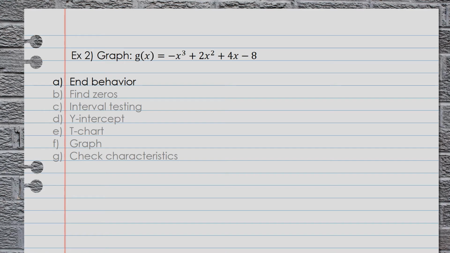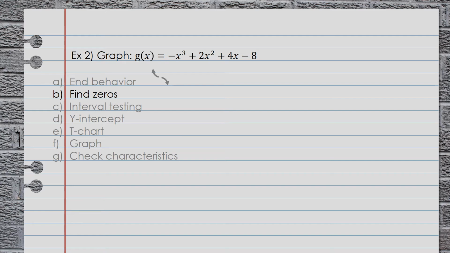So let's start with our end behavior. We identify the leading term as -x to the third. Since it's an odd degree, that means the ends are going opposite directions. Next, we look at the sign. Since it's negative, it will flip across the x-axis, which means on the left side of the graph will be going up, the right side of the graph will be going down.